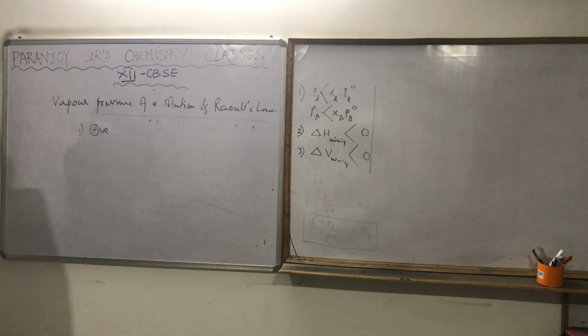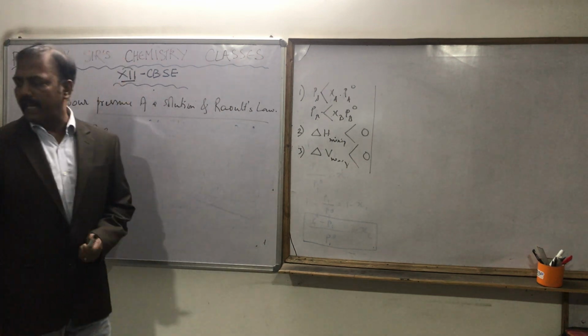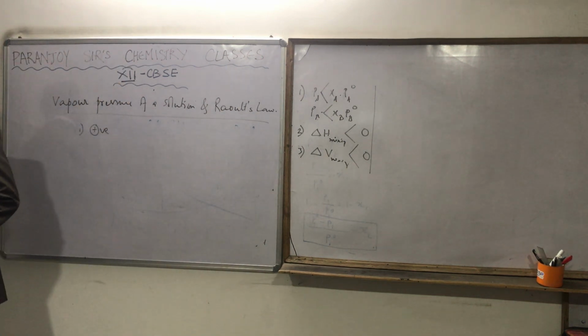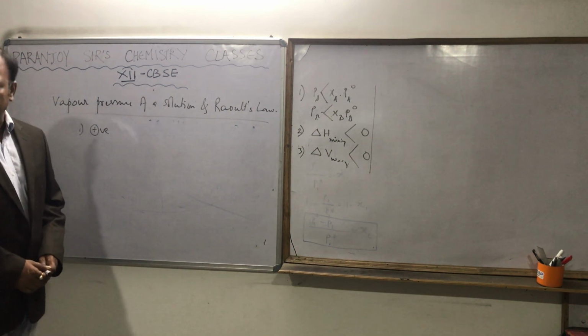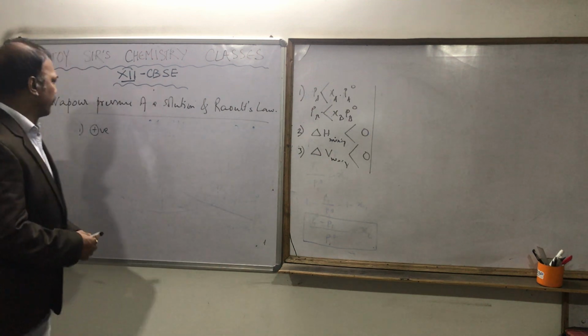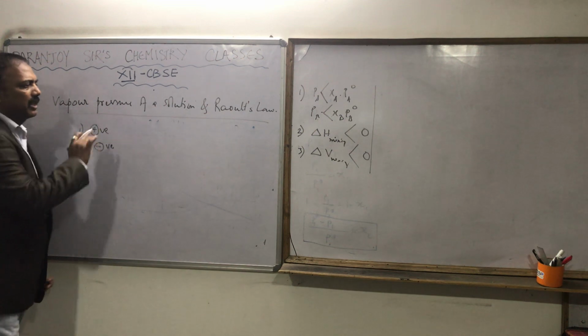Same way, the negative deviation is just opposite. When the interaction between AA and BB is less than AB, they show the negative deviation. The most common example is acetone and chloroform. Okay, so hope you understood what is positive deviation, what is negative deviation, and what is the logic for this.